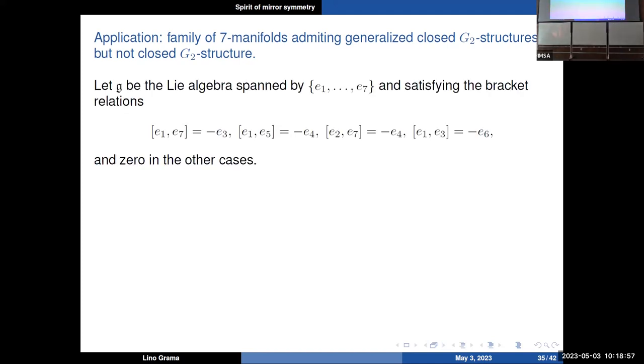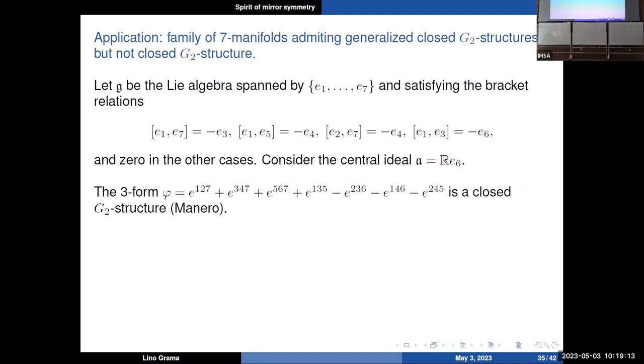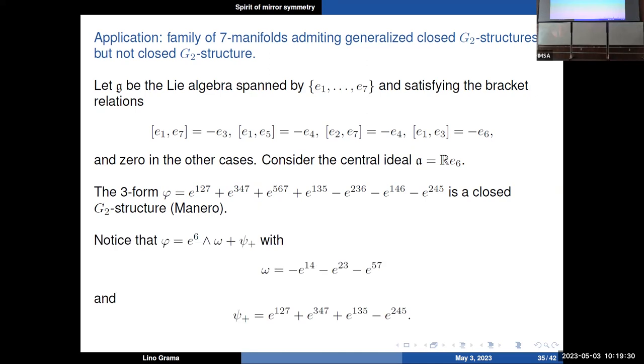And we can work explicitly in some concrete example. We start with a seven-dimensional Lie algebra, with these vector relations, and take the fiber in the direction of the e6. For this seven-dimensional Lie algebra, as proved by Manero, there is a three form. This three form on this Lie algebra is closed, a closed G2 structure. And we can describe this SU3 structure explicitly in this way. We have all the ingredients: omega is a two form and c plus is a three form.